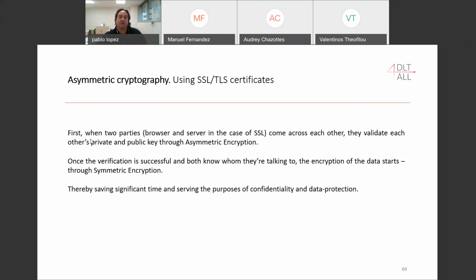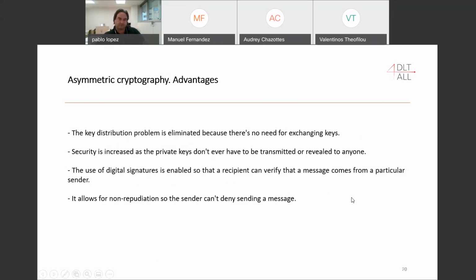They validate each other's private and public key through asymmetric encryption. Once the verification is successful and both know whom they are talking to, the encryption of the data starts through symmetric encryption. That means that we use the asymmetric in this first step of knowing whom we are talking to, and then we use a faster way, thereby saving significant time and serving the purpose of confidentiality and data protection.